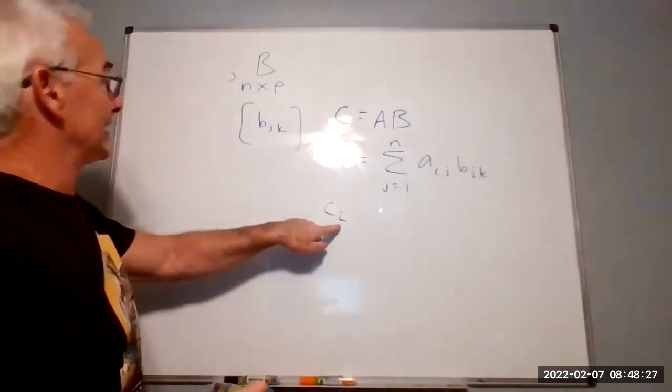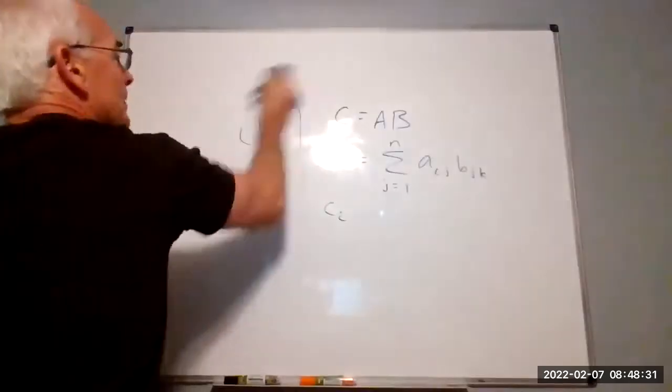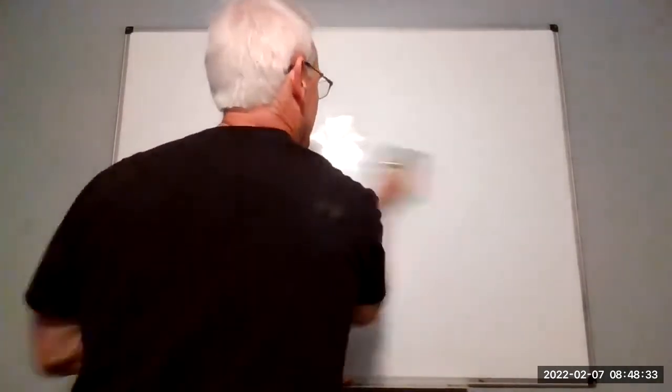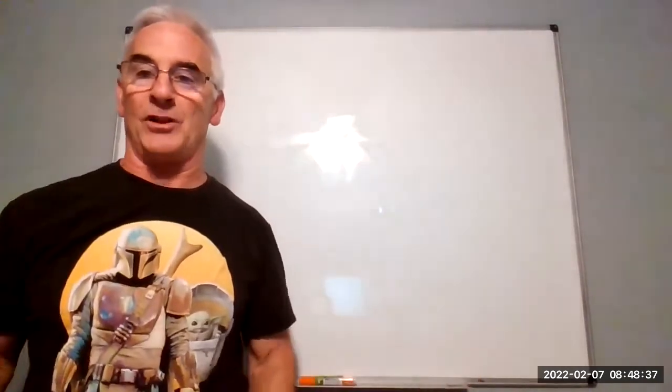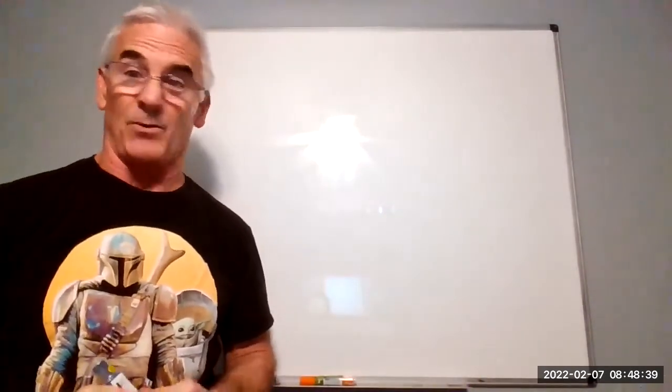Is it CJI or CIK? I'm sorry, CIK. Thank you. It's the outer ones. That definition, by the way, is absolute. It's clear, it's perfect, it's flawless, and it's really confusing because that's not what a matrix looks like.